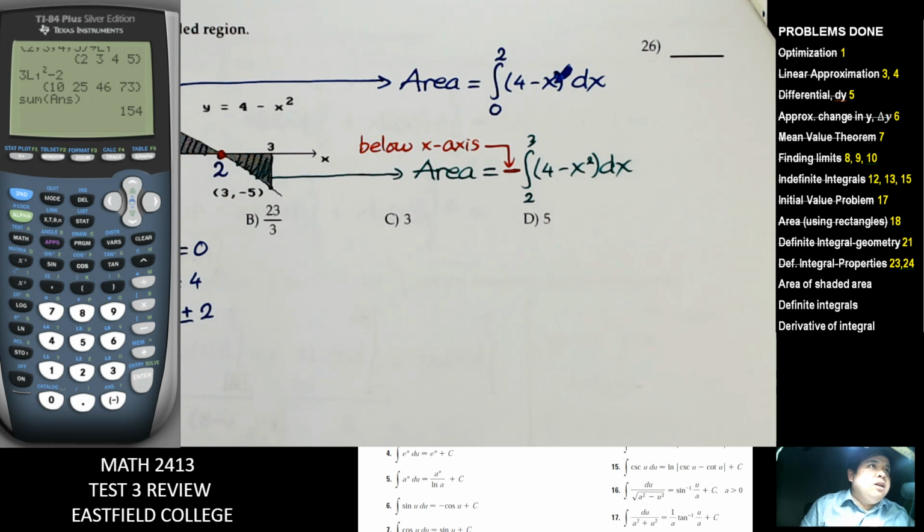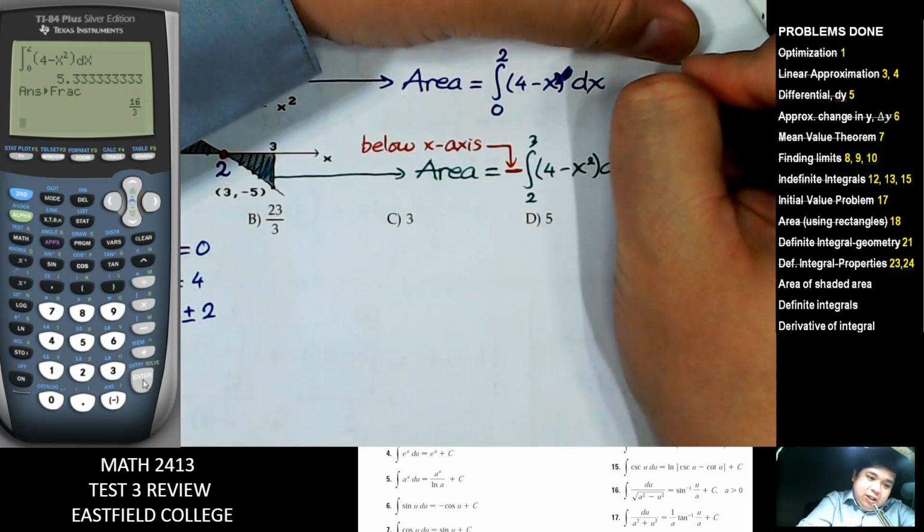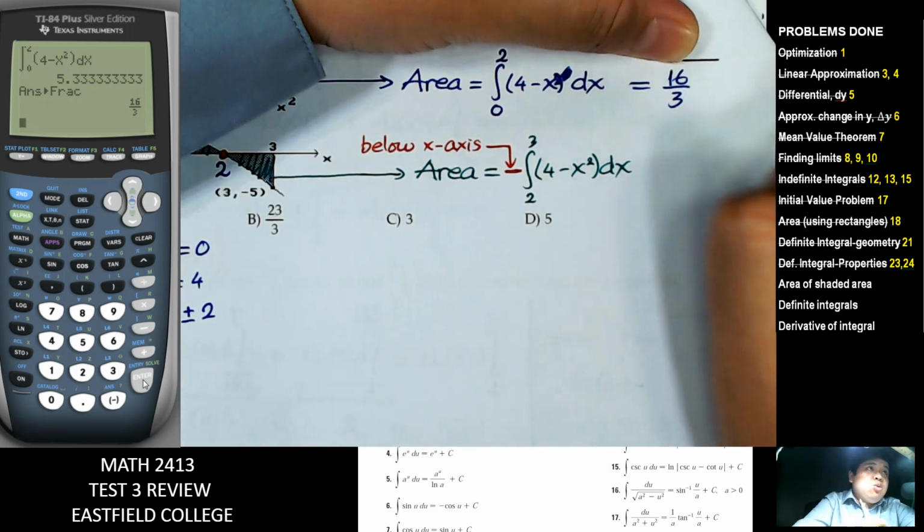We hit math, and we go, let's clear this first, math, and go where it said that, and pretty self-explanatory. If you just want the area, of course we can change this to a fraction, 16/3. Of course the area is positive, so that's one correct.